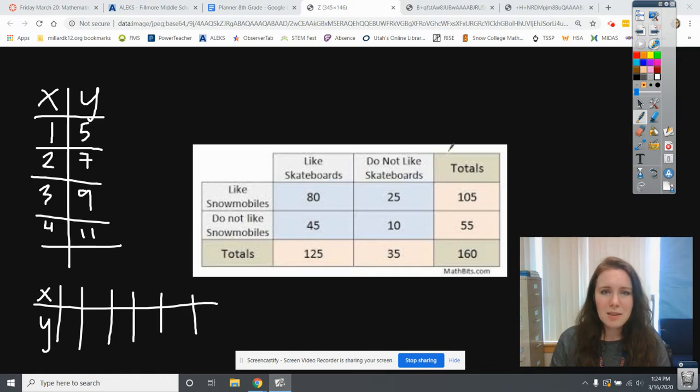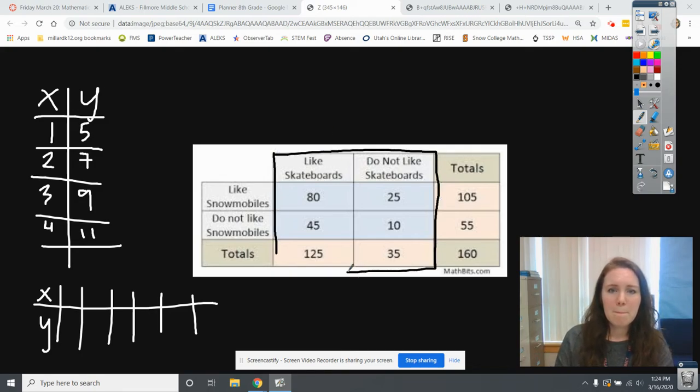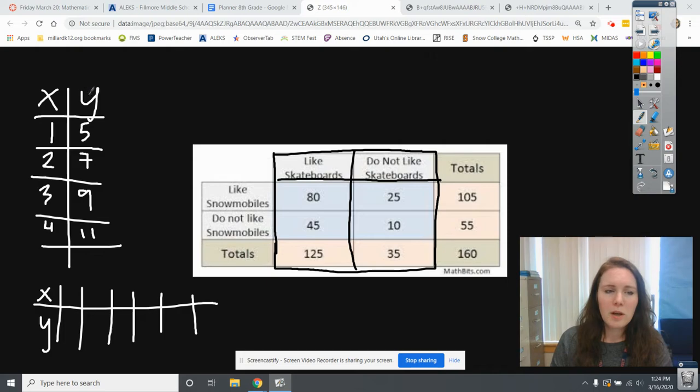If you look at this table on the screen, you'll notice that we have a table going straight up and down right here, just like this first one. We also have a table going side to side right here, just like this table below.